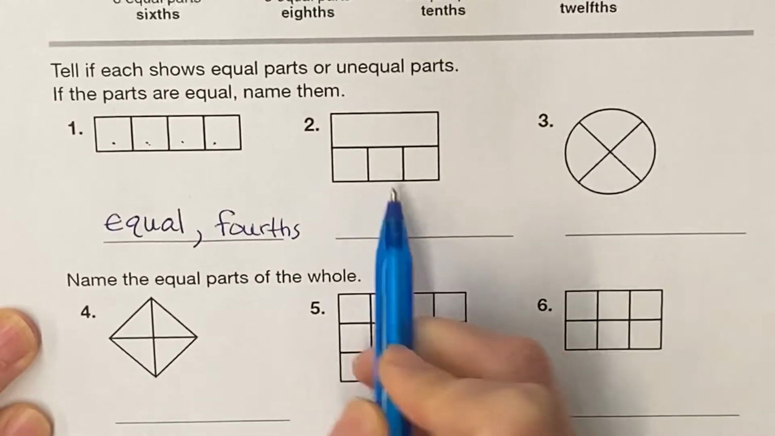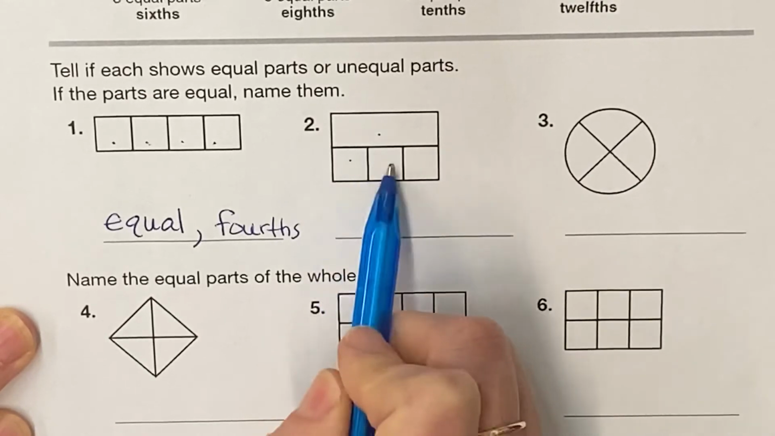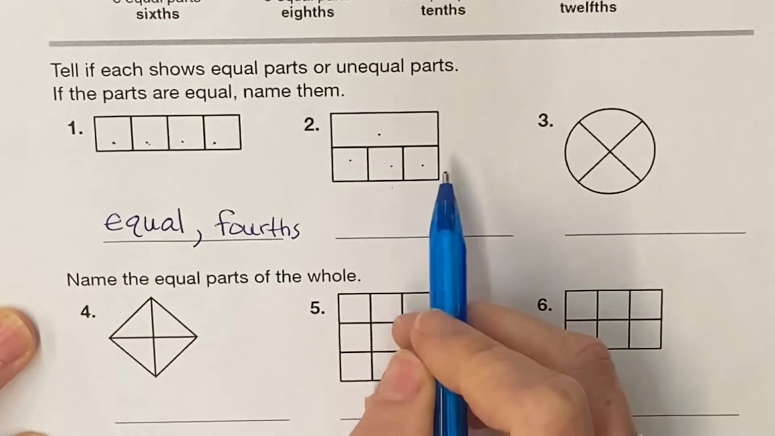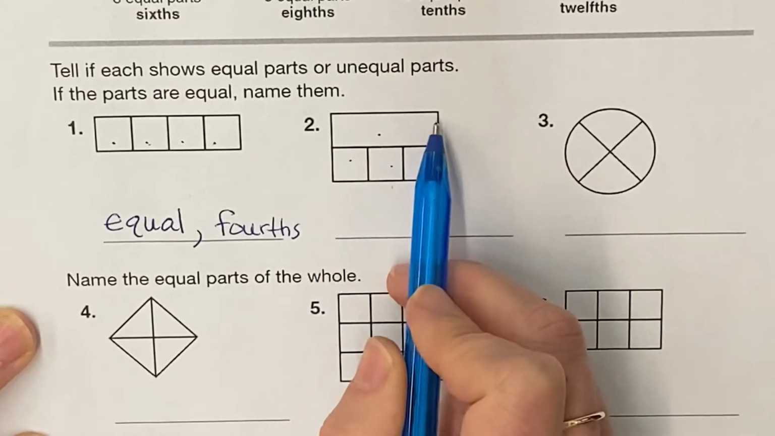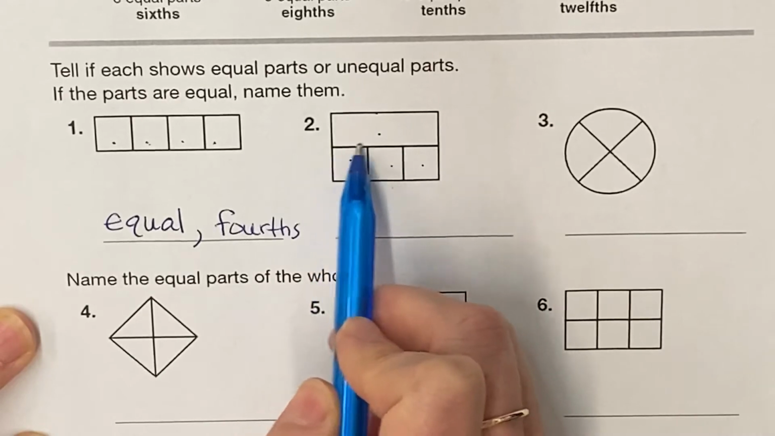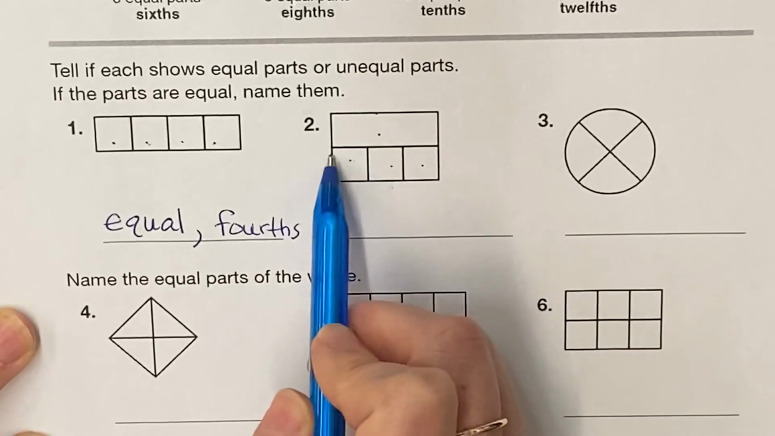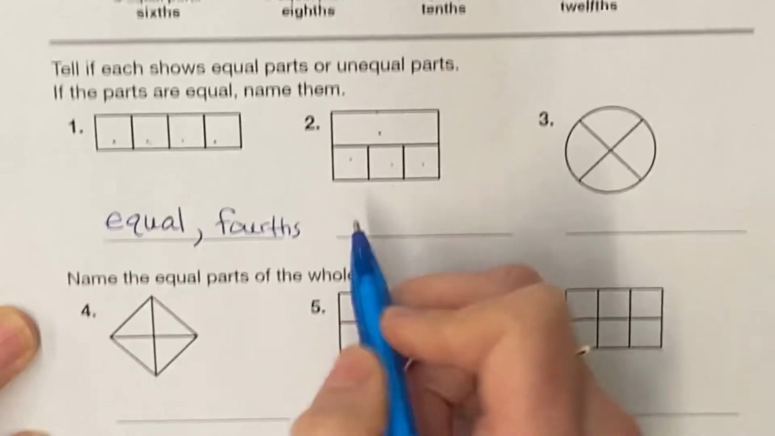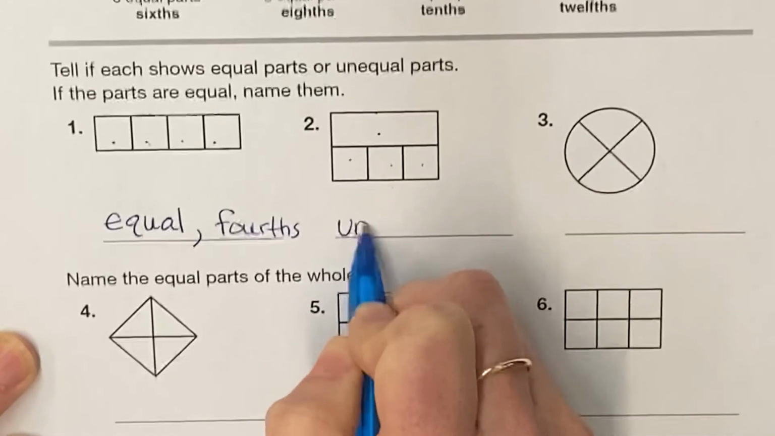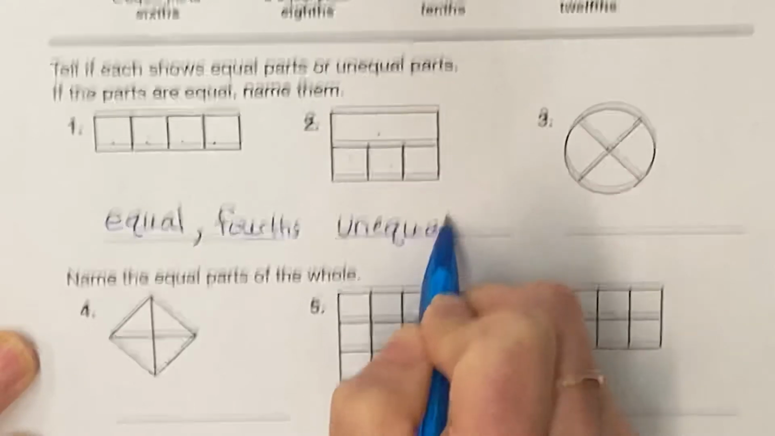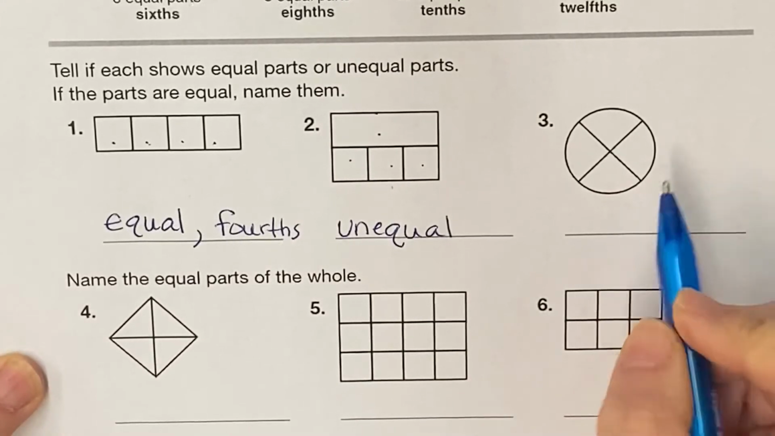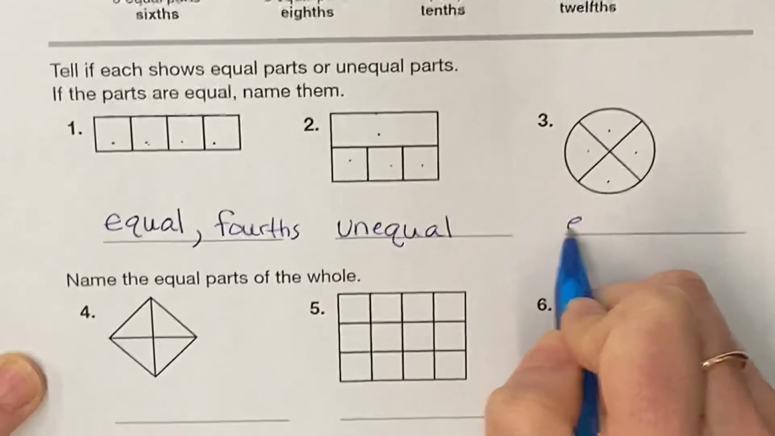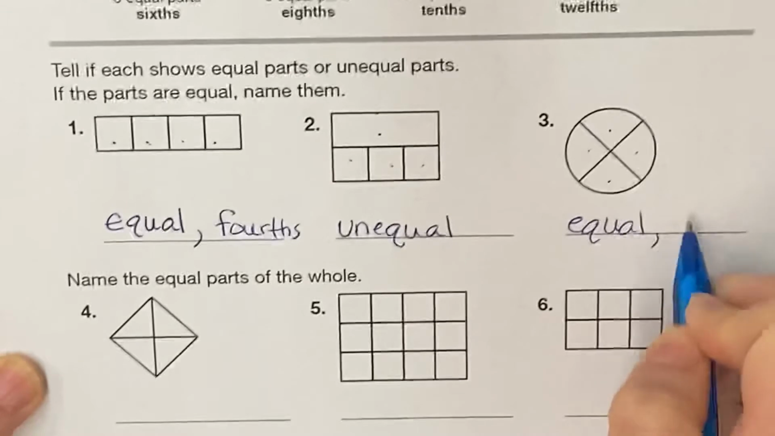Number 2, okay, I have 1, 2, 3, 4 parts, but they are definitely not equal. I mean, if this was a chocolate bar and Miss Holloway got this big piece and I just took this other piece and broke it into 3 pieces, that wouldn't be fair. So we're going to say this is unequal. Number 3, I have 1, 2, 3, 4 parts. They look equal to me. Equal fourths.